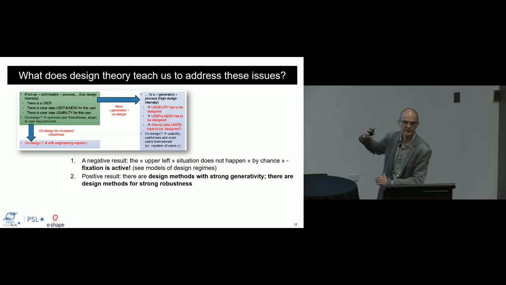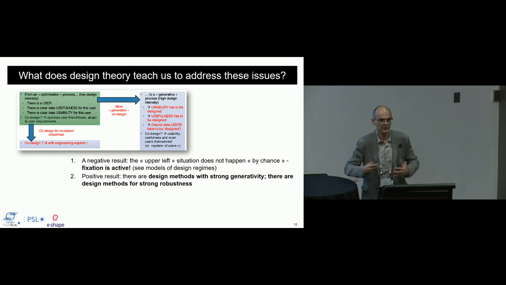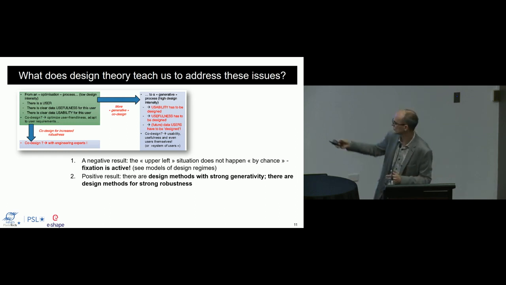We can explain this. It means that there is a lot of fixation, and if you don't organize generativity, there is a good chance that you will never go here. So in a way, it's necessary to find methods for the other cases. The positive result is that today, the progress in design methods helps us to organize this kind of process. Designing usability, designing usefulness, designing new users is possible. So it's good to know this.